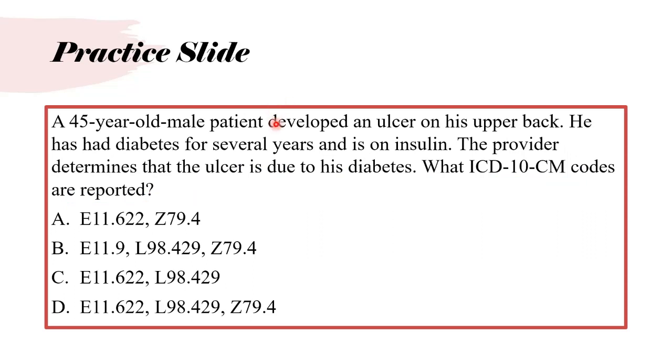So here's another AAPC practice slide. And this is a question for you to code. A 45-year-old male patient developed an ulcer on his back, his upper back. He has had diabetes for several years and is on insulin. The provider determines that the ulcer is due to his diabetes. What ICD-10-CM codes should be reported?